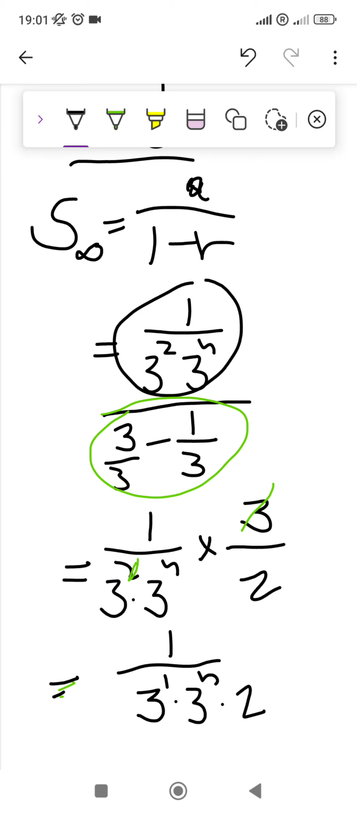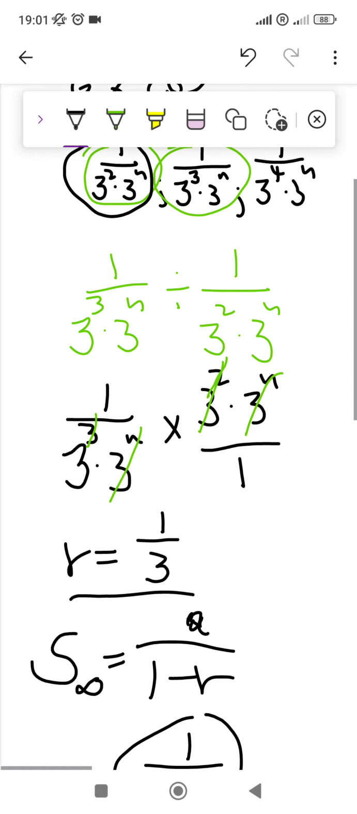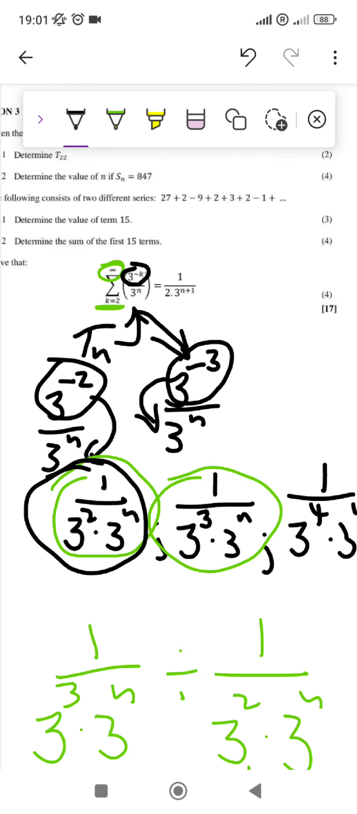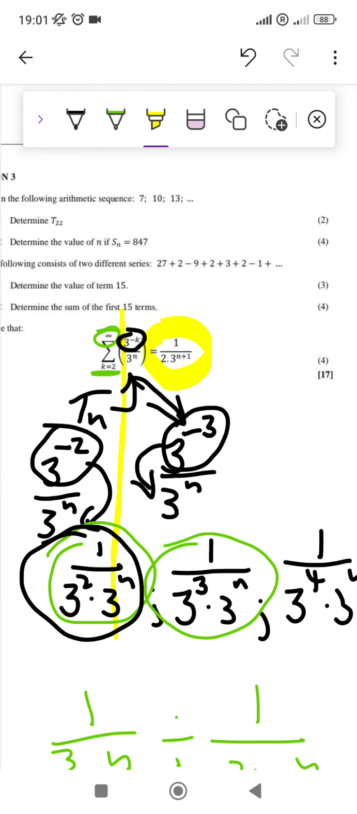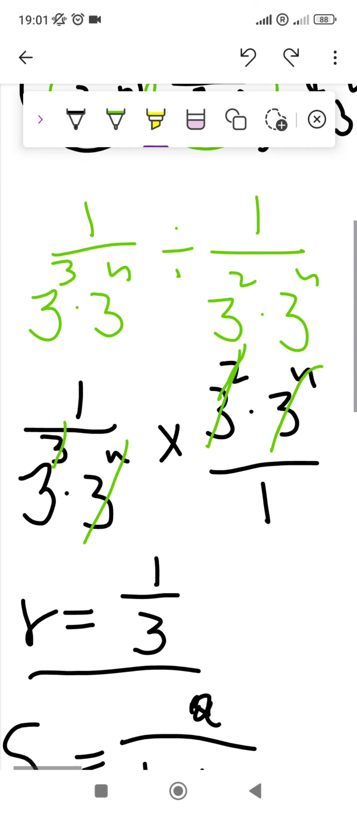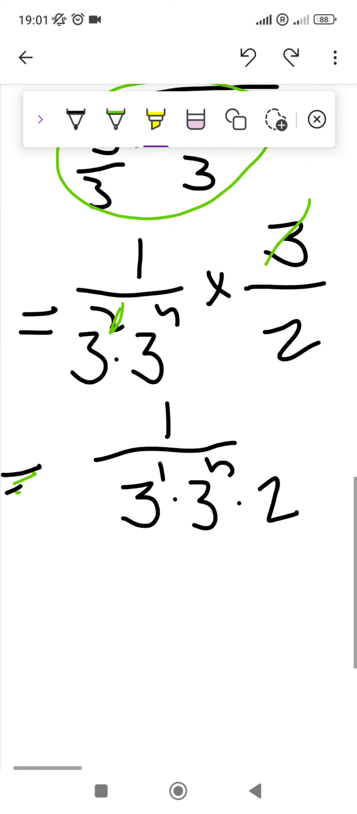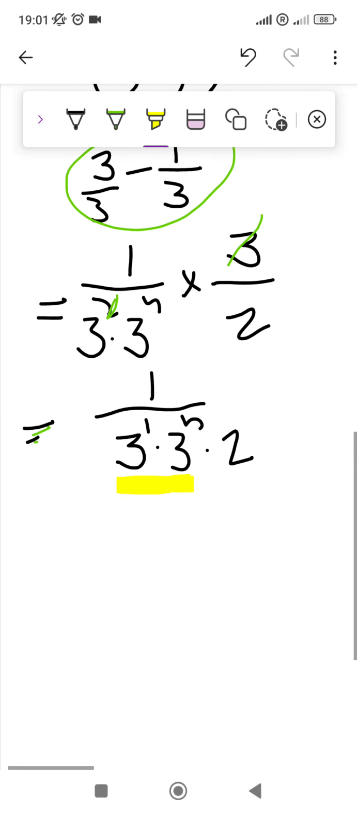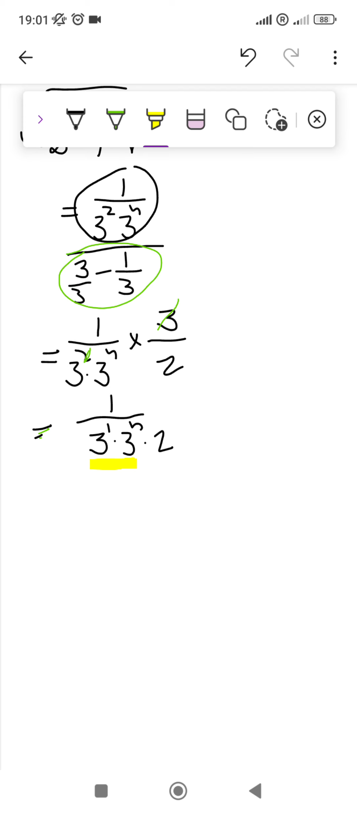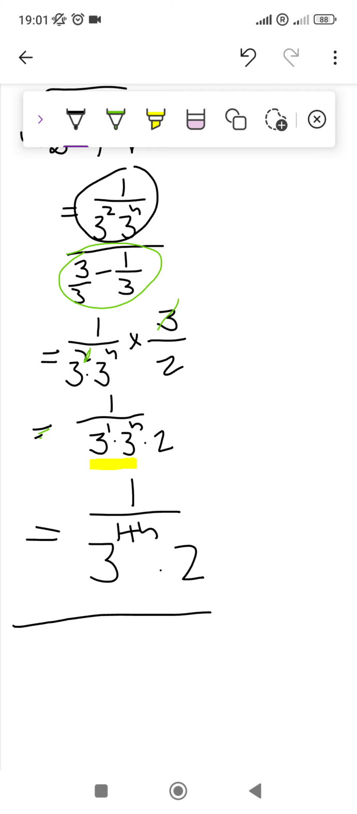Yes, 3 times 2 is going to be 6, but let's just check what we want it to end up looking like. We see it needs to look like this. So we are going to apply our first exponential law. Let's go back to the bottom over here. These bases are the same, multiplying, so we're going to add our exponents. So this is equal to 1 divided by 3 to the power of 1 plus n, times 2. And that's what you wanted.